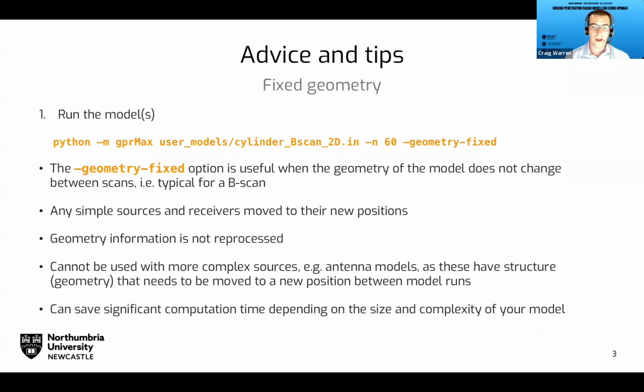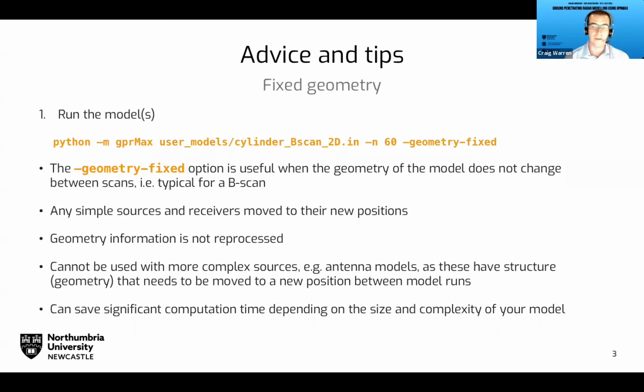So why does that improve performance? Well, often what you'll find is the building stage of the model, the stage in which gprMax basically interprets all of your geometry and material commands and then builds up the FDTD grid. Depending on the type and the size of model that you have, that stage can take some time. And if you're running a B scan without this geometry fixed argument, then for every run of the model, you're having to rebuild that geometry.